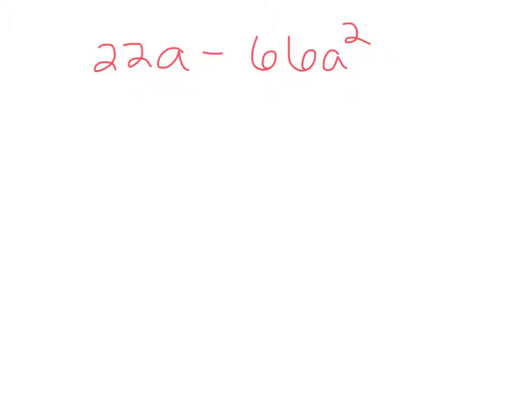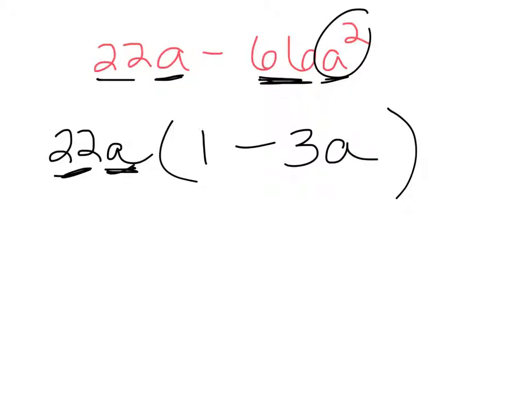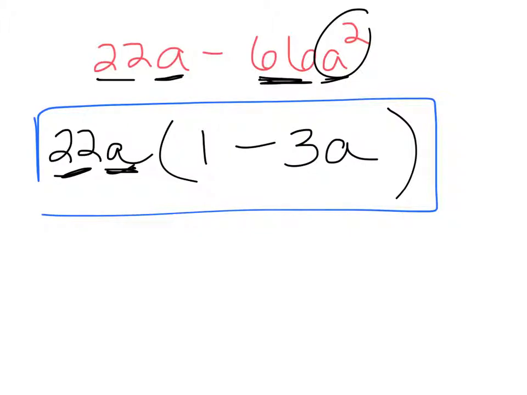Okay, so this one, same thing. What goes into 22 and 66? Well, 22 is the biggest number that'll go into both of those. And then a and a squared, well, you can take an a out of both or divide an a out. So 22 goes into 22a just once. The a goes into a once. Okay, minus 22 goes into 66 3 times. And then a squared divided by this a gives me a. All right, and there is my factored answer.